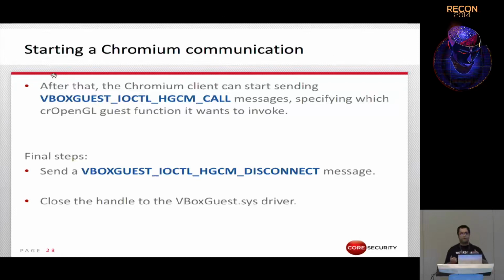So now the Chromium client can start sending all the HGCM call messages that it needs in order to invoke all the functions that it needs from the 3D acceleration service. When it decides to close the connection, it will send an HGCM disconnect message and then just close the handle to the VBox guest driver.